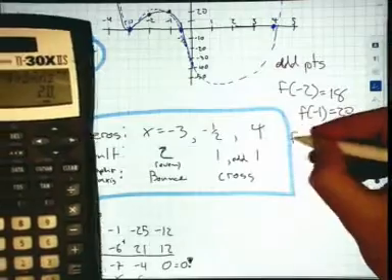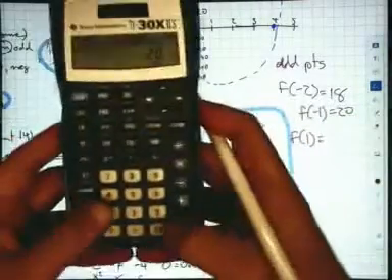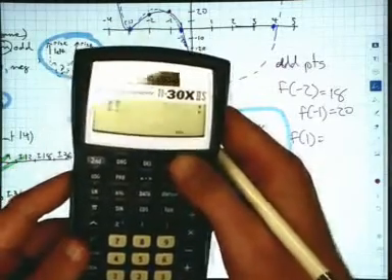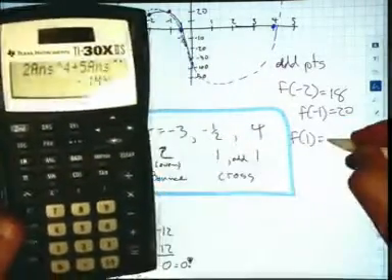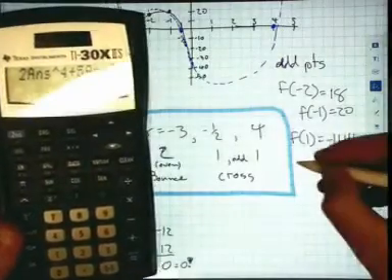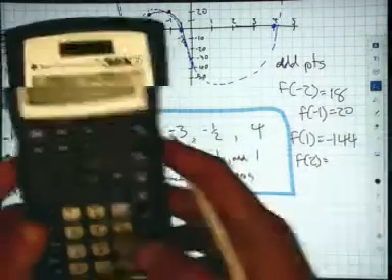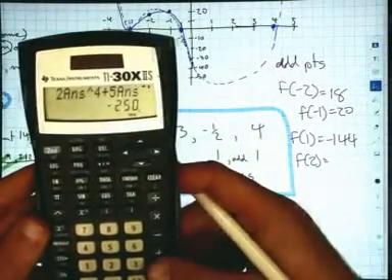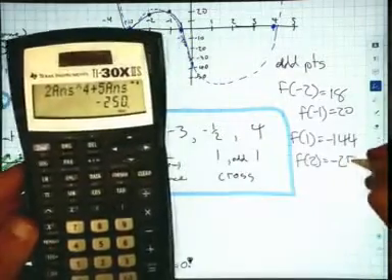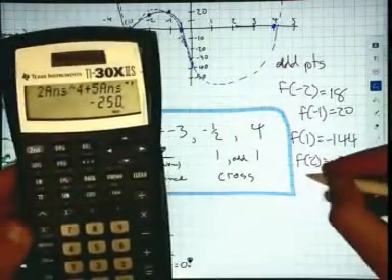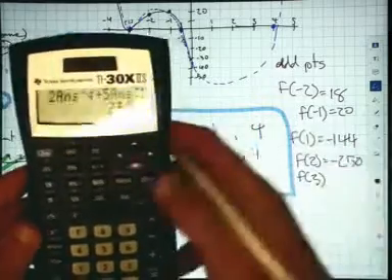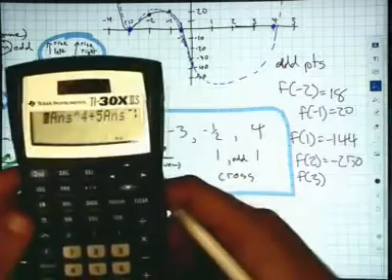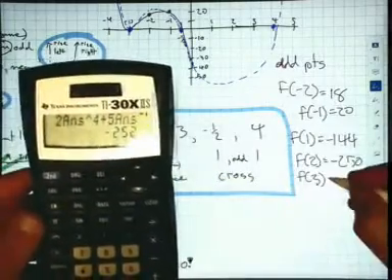So what's it doing at 1? F at 1. I'm going to do 1, enter. Oops, that's 11. 1, enter. -144. F at 2. 2, enter. Then look at that same expression. -250. F at 3. -252.